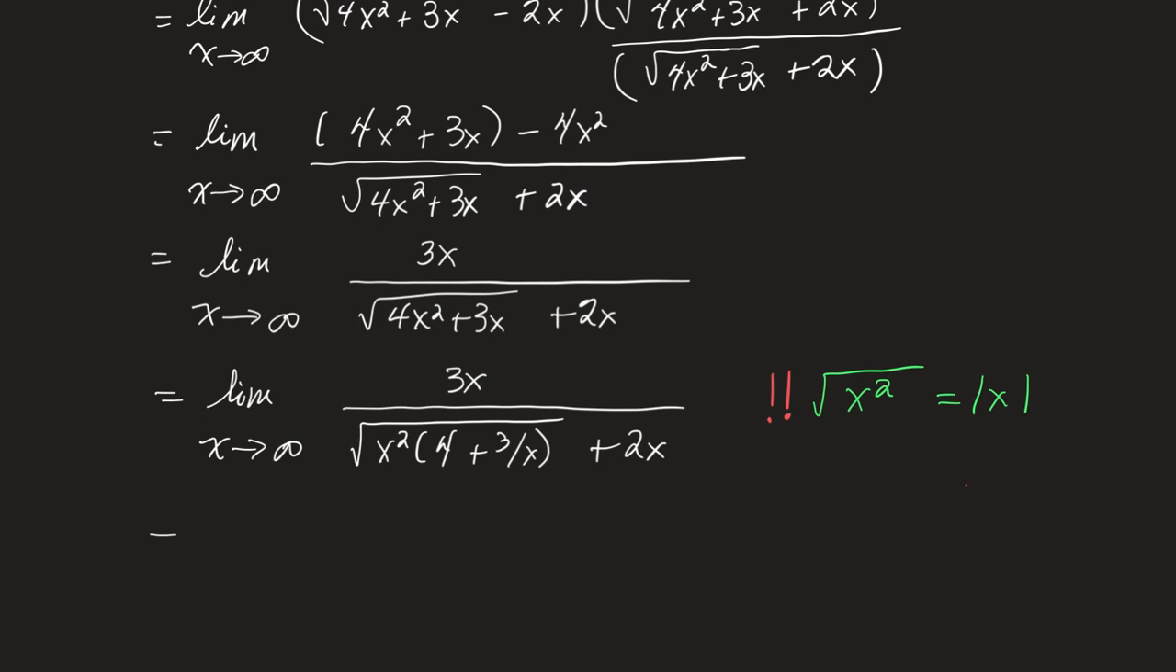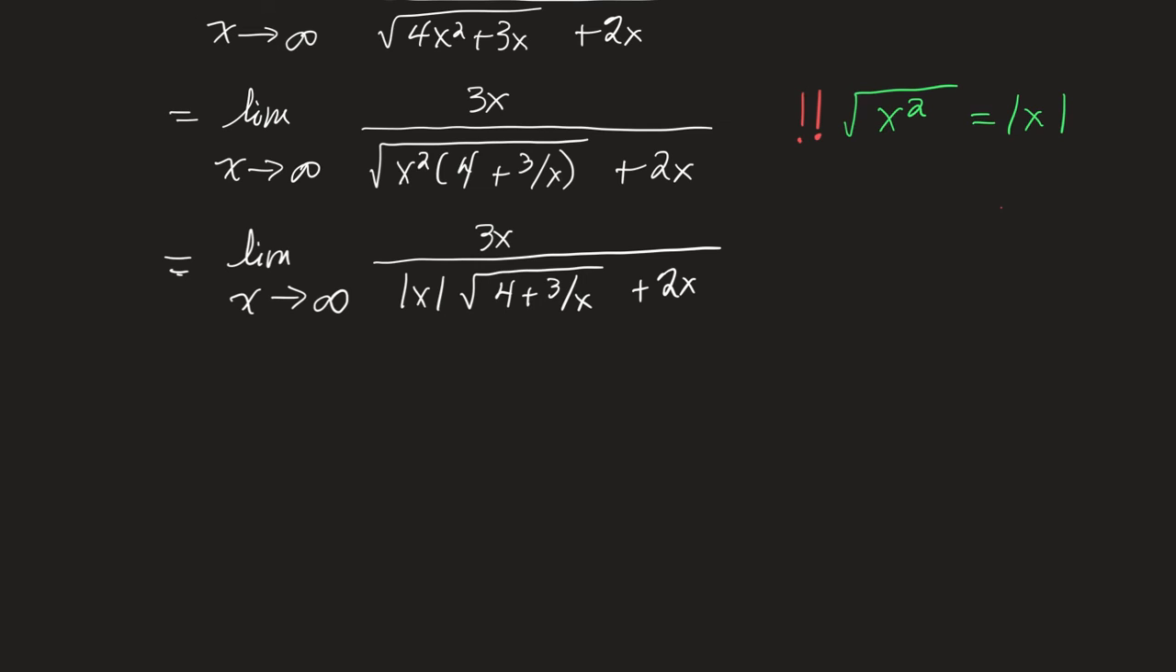Now, remember that the square root of x squared is the absolute value of x. In this situation, it's not as dire, but if we were tending to minus infinity, the absolute value of x would be minus x. So we do have to be careful. So I like to write out this next step as follows.